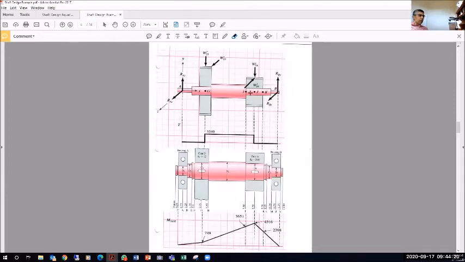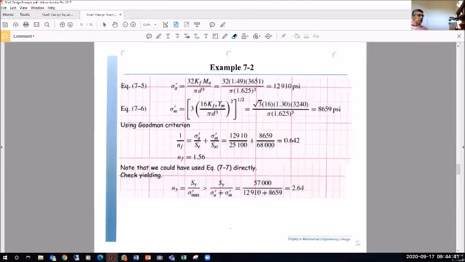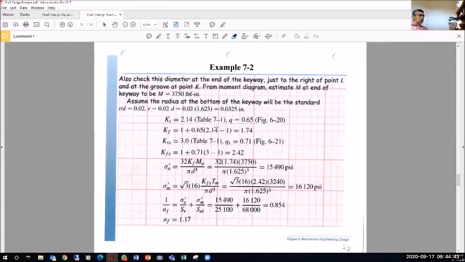But for now, I want to look at the end of the keyway, to the right of I. So we're going to estimate the bending moment between these 2 points. So look here, 4,316, 3,651. If you have the exact dimension of the key, we probably should be somewhere here. So I can estimate the bending moment to be 3,750. I think that's what we're going to use here. So yes, M is 3,750. Now we assume the radius at the bottom of the keyway will be standard.